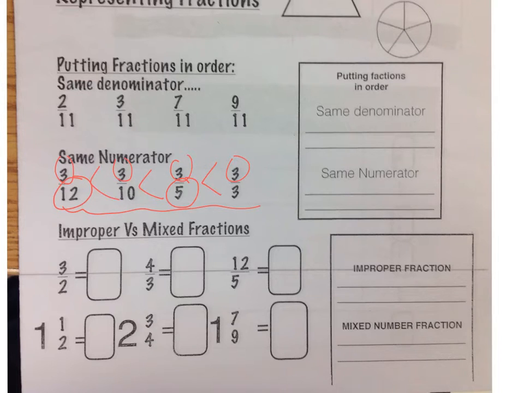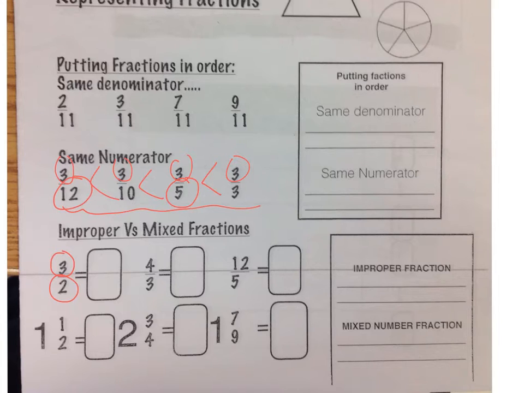Now let's talk about improper versus mixed fractions. In an improper fraction, what it means is the top is greater than the bottom. The fraction's kind of a little bit top-heavy. So you can change an improper fraction into a mixed fraction or a mixed number, and vice versa. The way you do that is you look at the denominator, and so this is about halves. You actually have 3 halves.